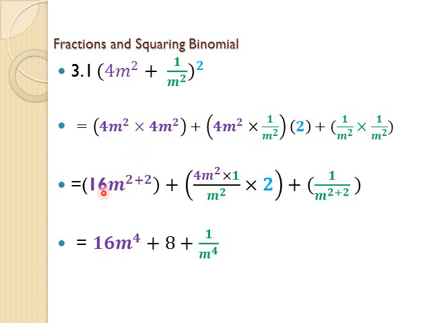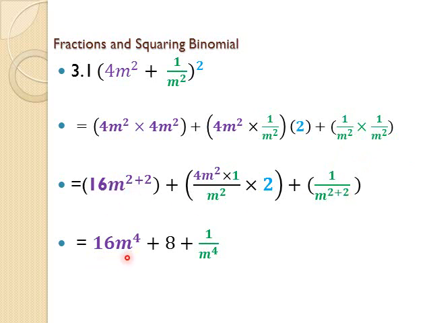4 times 4 would give me 16. M squared times m squared, 2 plus 2. Bases are the same, we add the exponents. There, 4m squared times 1. Remember, this is 4m squared over 1. So this is multiplied on top, divided by m squared times the 2. At the end here, 1 times 1 stays 1. M squared times m squared, bases are the same, add the exponents, so 2 plus 2.